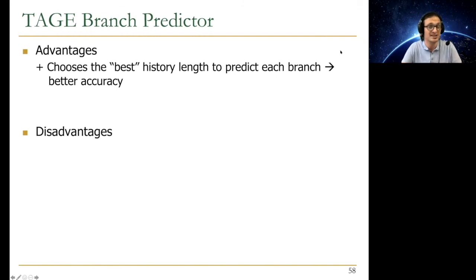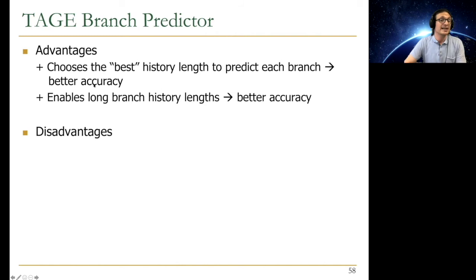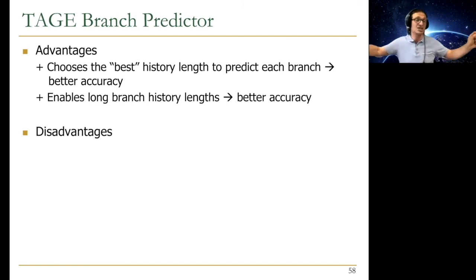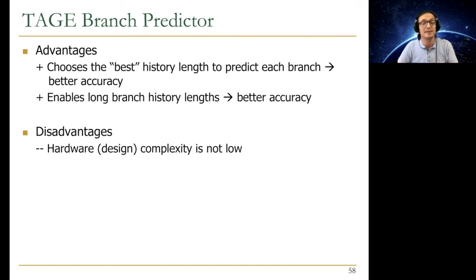Basically, you choose the best history length to predict each branch, so you get better accuracy. It enables long branch history lengths, better accuracy. This is similar to perceptron, but maybe it's simpler to enable long branch history lengths this way, because whenever you increase the history length in perceptron, you need to increase the multiplication tree also. The disadvantage is that hardware design complexity is not low.